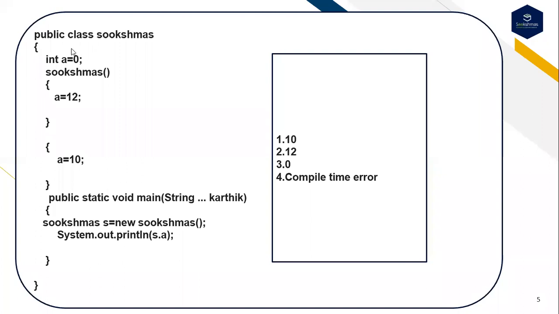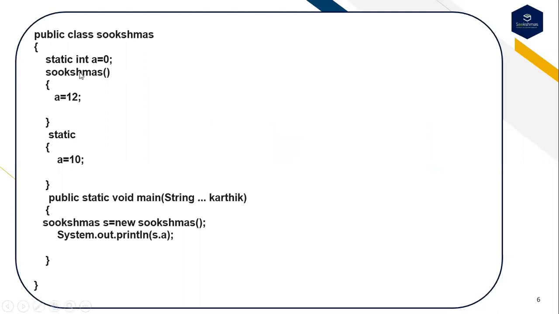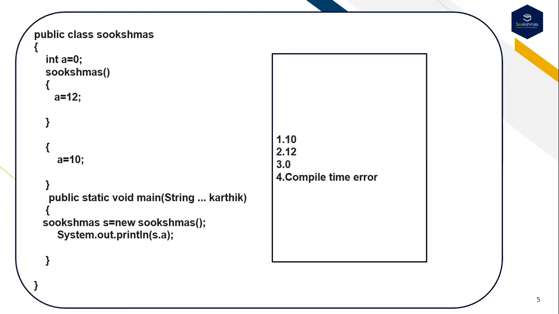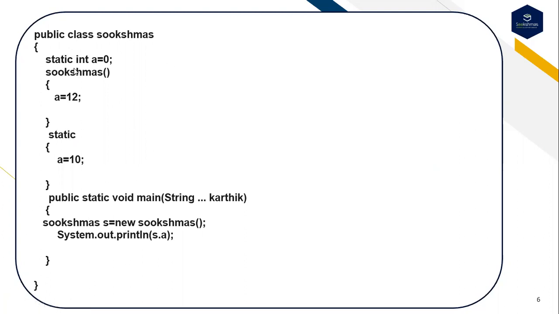This is the fifth question, public class. Let me go to the next slide. Yes, this is a static variable now. Earlier it was an instance variable; now it's a static variable. Static int a is equal to 0, and this is for the constructor, and this is the instance initializer block. I have created an object for the class with the help of the reference and I'm trying to access the value of a.